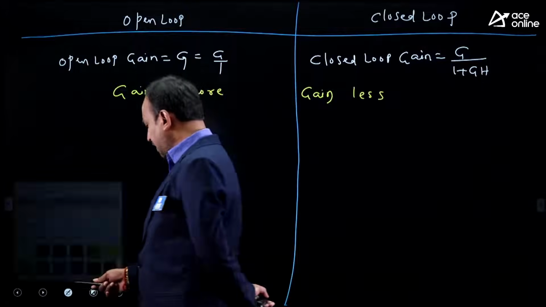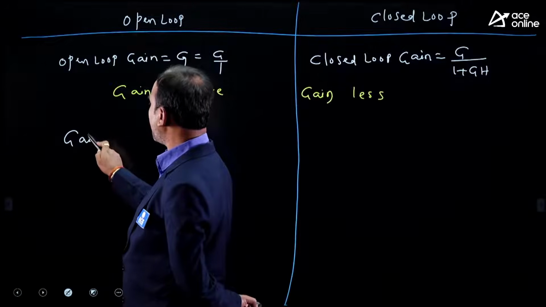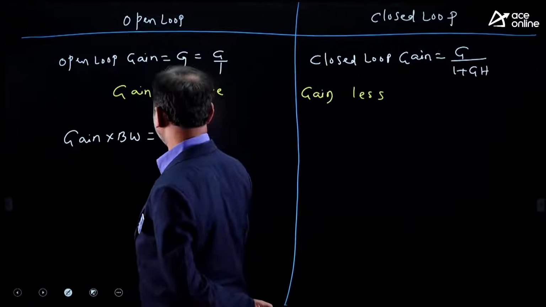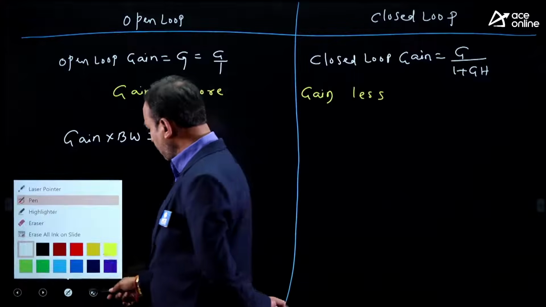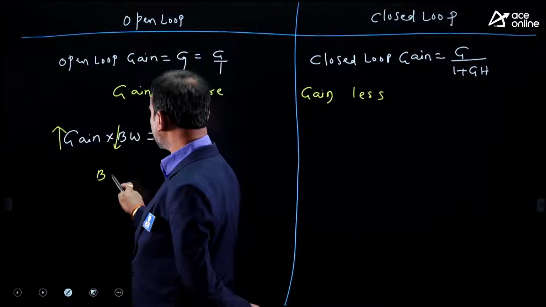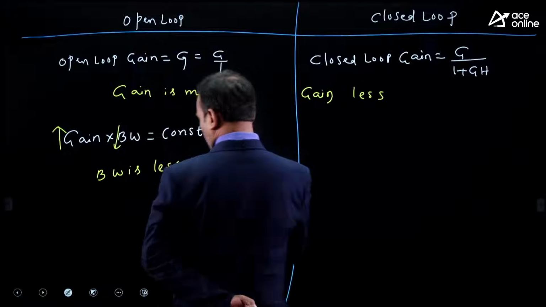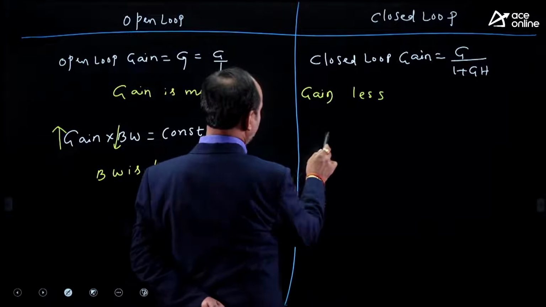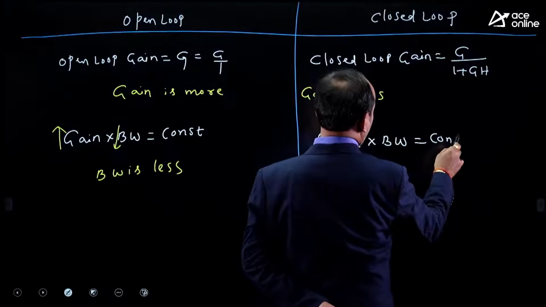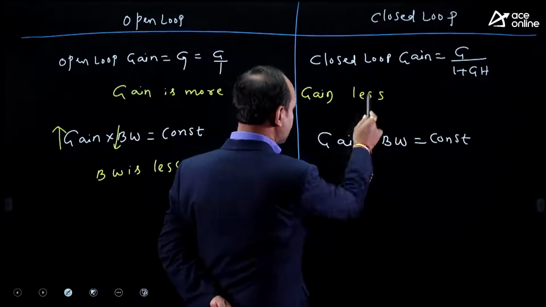Now, bandwidth is reduced is what is being asked. What is the bandwidth, dear? There is one formula: gain bandwidth product is always constant here. So in the open loop system, gain is more. Gain is more means bandwidth is less. Bandwidth is less in the open loop system. Gain bandwidth product equals constant. According to this rule, in the closed loop system gain is less.